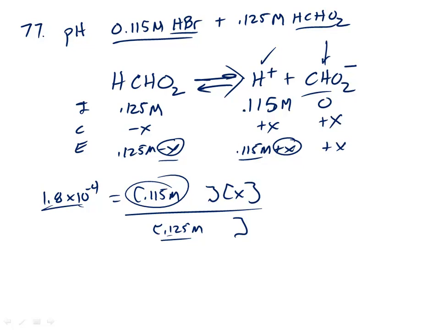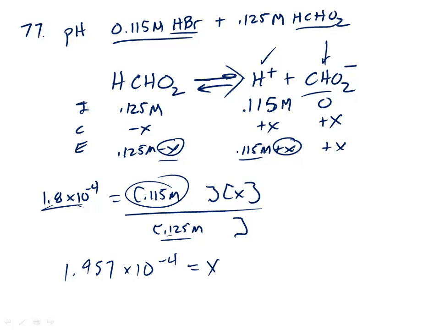All right, so let's figure this out and see what happens. We get 1.8 exponential negative 4. We multiply that by 0.125, and we're going to divide that by 0.115, and we get 1.957 times 10 to the negative 4. Is that what you guys are getting?